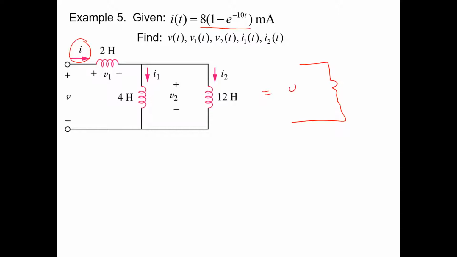Well, we know that the voltage is going to equal the voltage across the whole thing, right? If we know the current i, and we know this network of inductors can be reduced to an equivalent inductance, like we can reduce resistors into a single resistor, then we can say v equals L equivalent times di/dt.